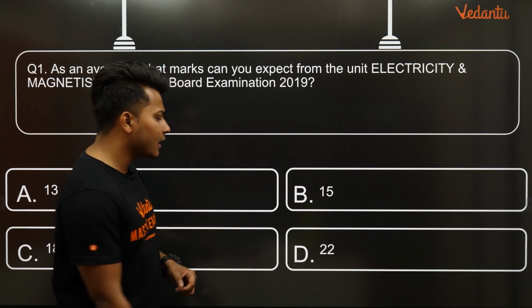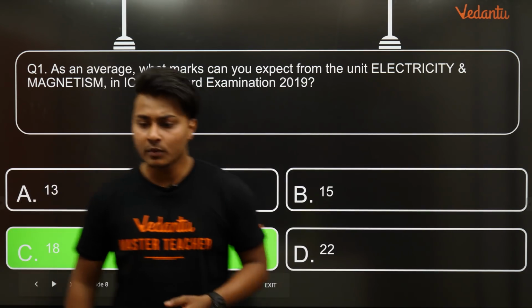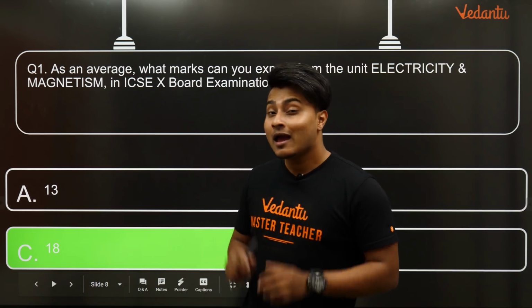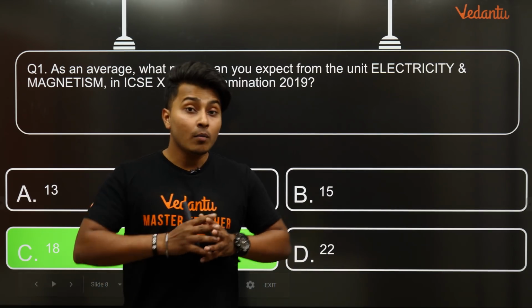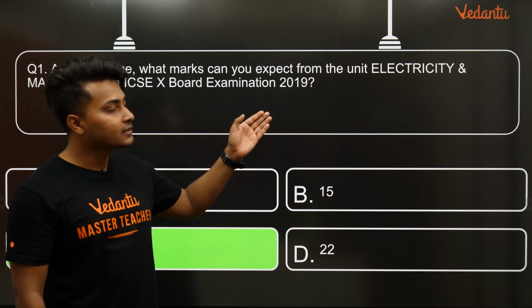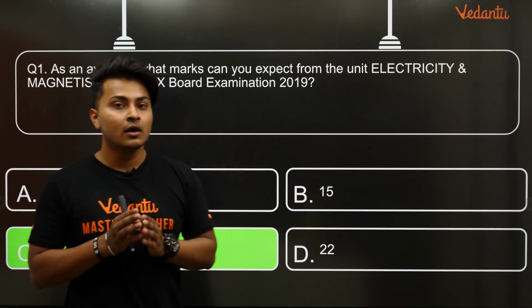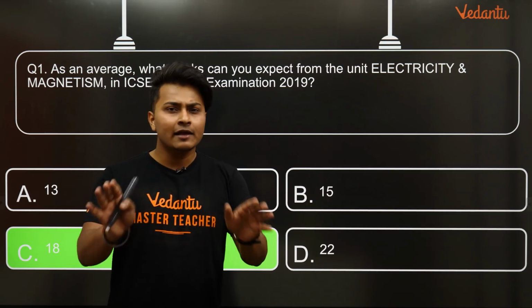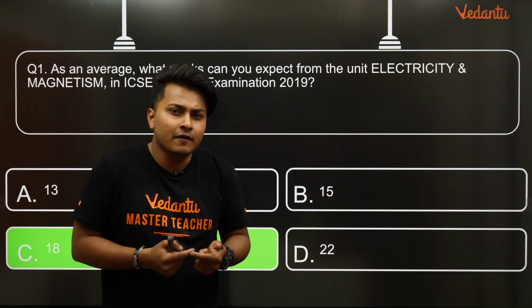Not everyone, though. The correct answer for this question is just how much? 18 marks. On average, from all these 3 chapters, being part of electromagnetism, that is electricity and magnetism, you are going to get just 18 marks on average. What does this signify?